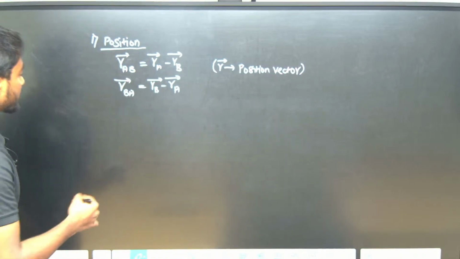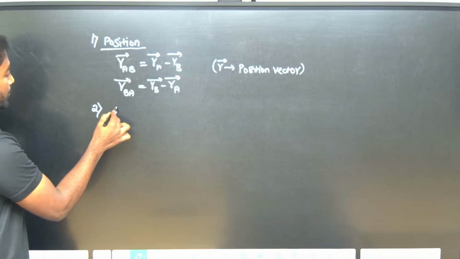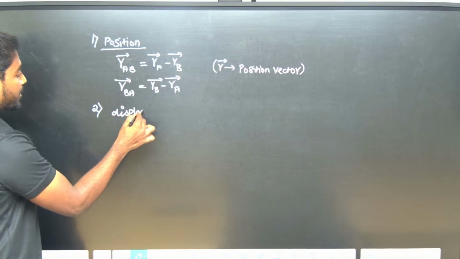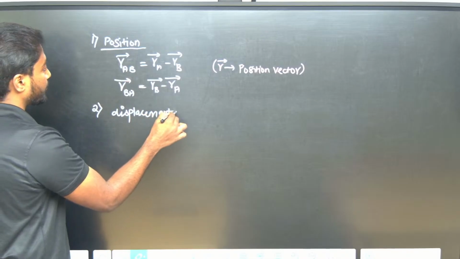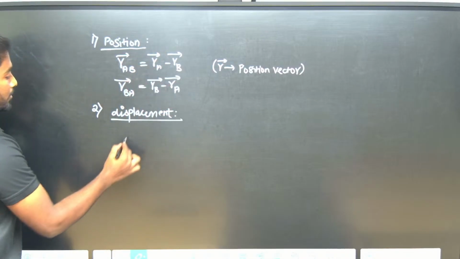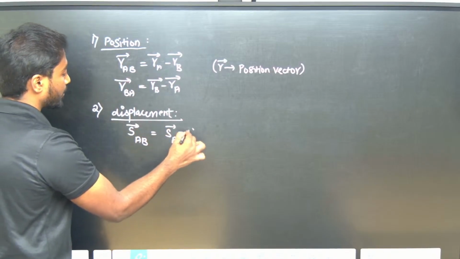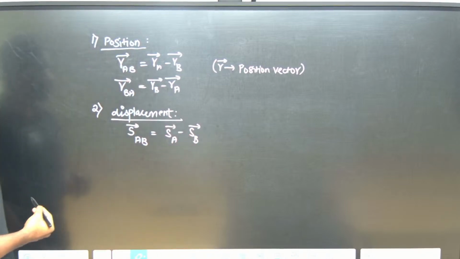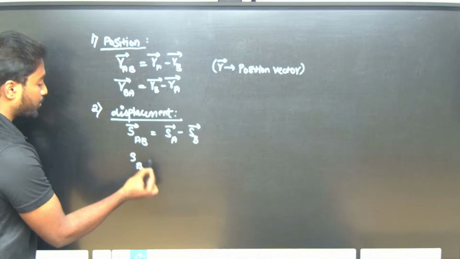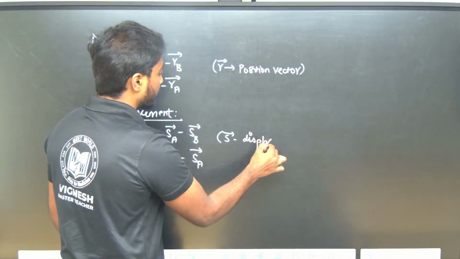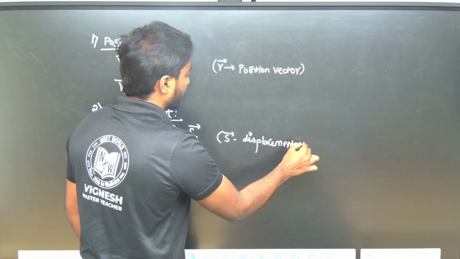Okay. Next we will talk about displacement. So SAB is equal to SA minus SB. Then displacement of B with respect to A is nothing but displacement of B minus displacement of A. Here S is nothing but displacement vector.